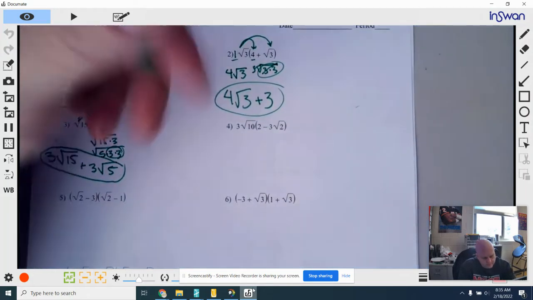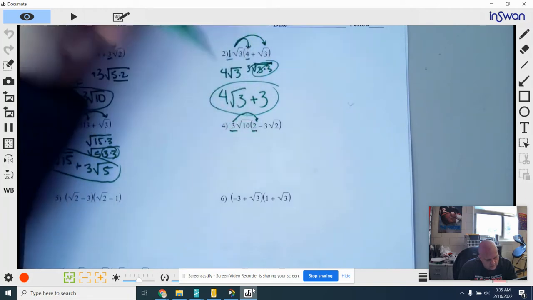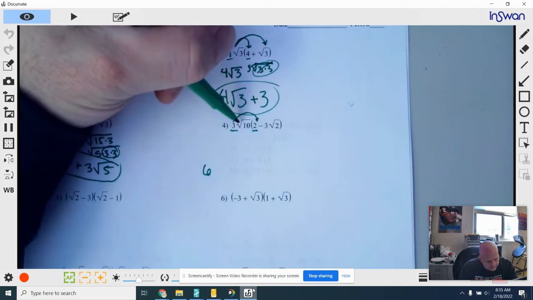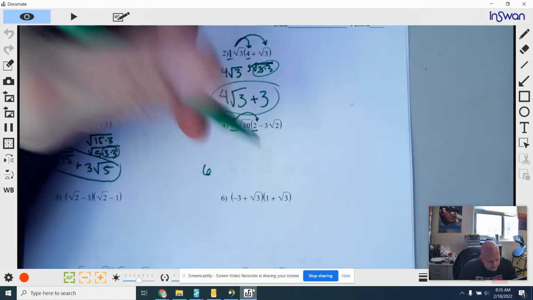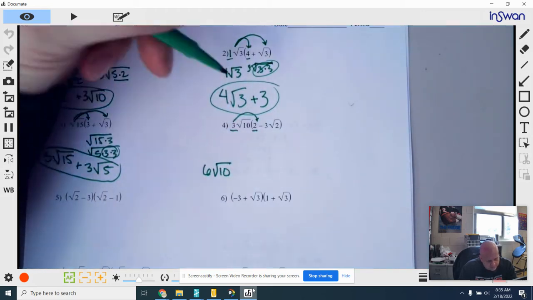Number 4, okay, distribute. So I have this whole number multiplied by this whole number here. So 3 times 2 is going to give us this 6. And then that root 10, there's nothing to multiply with another root there. So it just goes there. You can't simplify root 10.